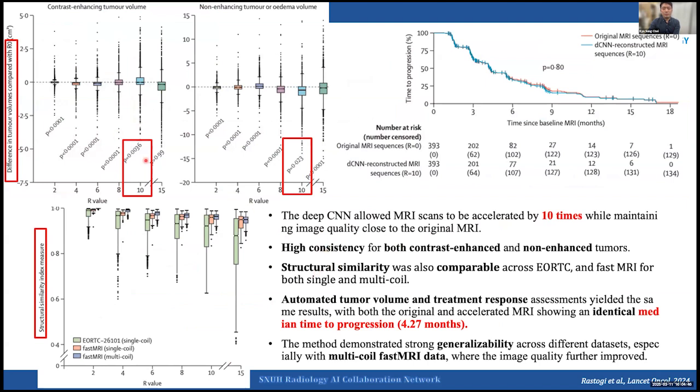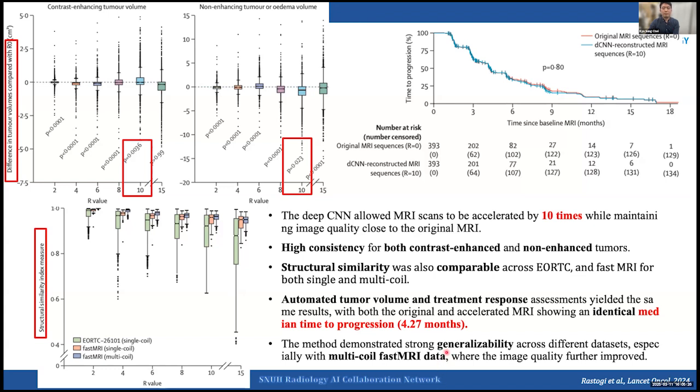There was high consistency for both contrast-enhancing tumor and non-enhancing tumor volume, respectively. So, as you can see, the structural similarity was also comparable across the original and fast MRI for both single coil and multi-coil. Tumor volume assessment yielded the same results, showing identical time to progression, which is 4.3 months in median. The method demonstrated strong generalizability across different datasets, especially with multi-coil fast MRI data, where the image quality further improved.